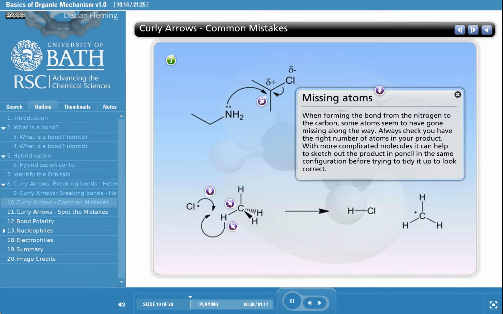Some atoms have gone missing here. Always check you have the right number of atoms in your product. With more complicated molecules, it can help to sketch out the product in pencil in the same configuration as you drew the starting materials, before trying to tidy up the structure to look correct.